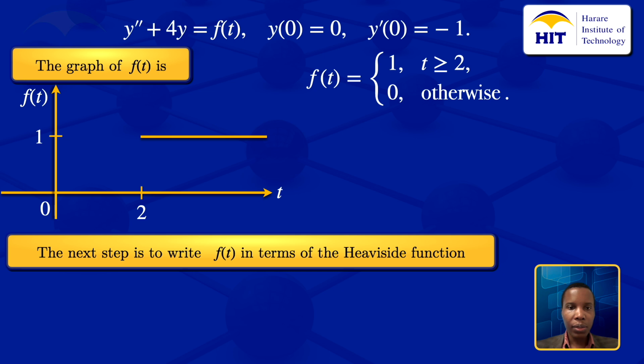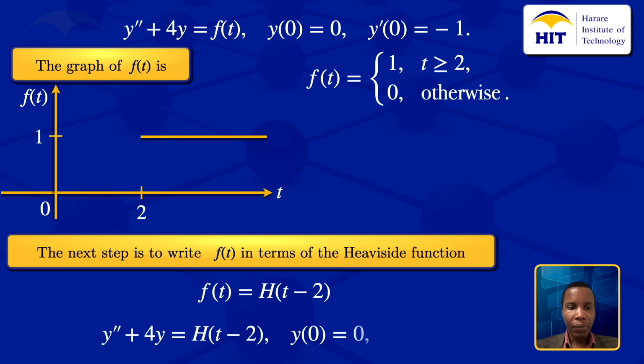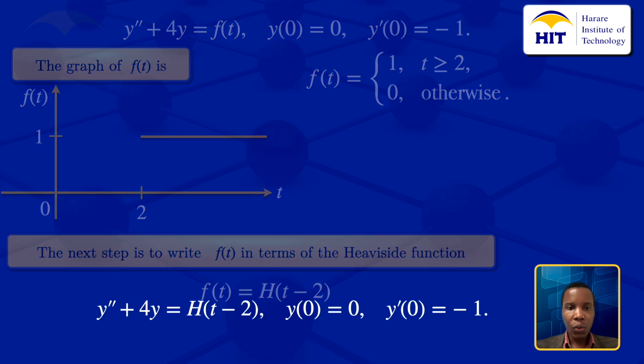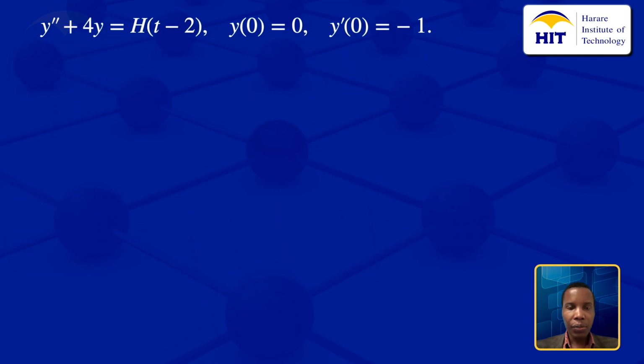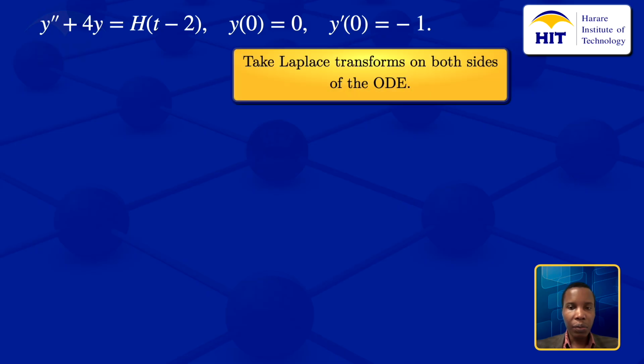In this case, we see that our f(t) is equal to h(t - 2), so that our differential equation becomes y'' + 4y = h(t - 2), subject to the initial conditions y(0) = 0, y'(0) = -1. So that's the equation that we now have. The next step is to take Laplace transforms of the differential equation.